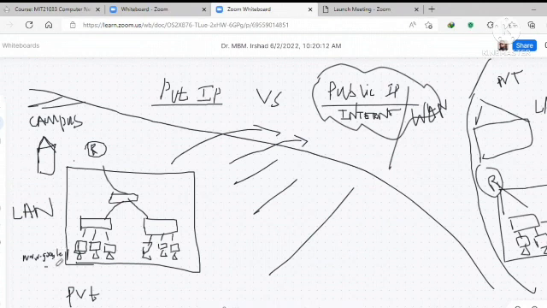www.google.com. Okay. So this PC wants to go to Google. Where will Google be? Google will be somewhere here in the public domain. That is on the internet, right? You agree with me?